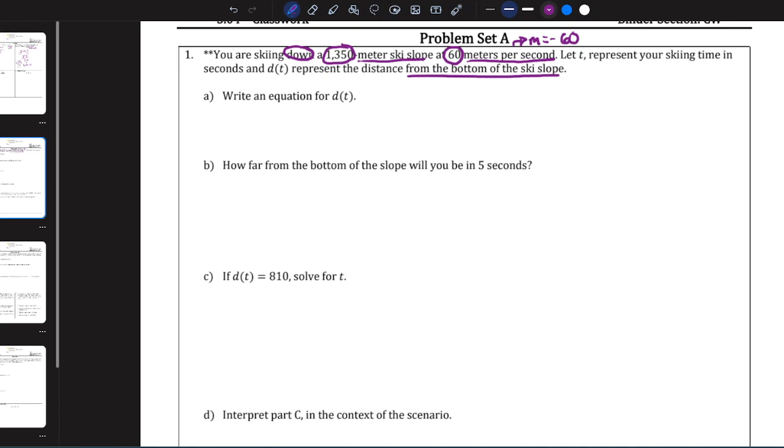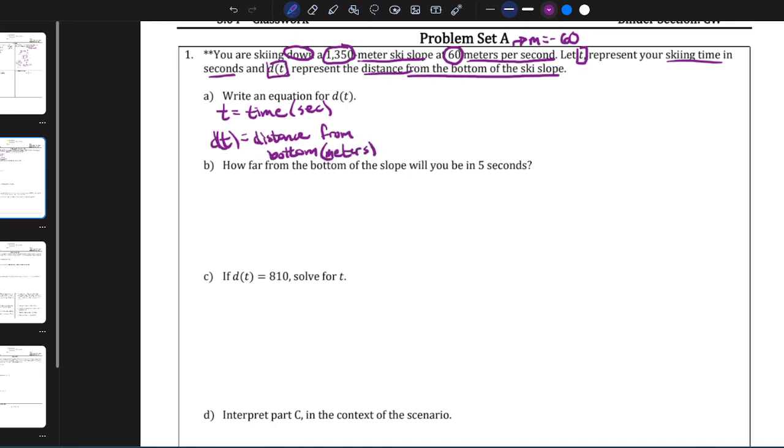And so let's go ahead and rewrite our variables just as we did in our notes. t is going to represent skiing time in seconds, and d of t is the distance specifically from the bottom. Now let's take a look. Well, right here they don't really mention it. Oh, but wait a second. I can see from the first line that we're using meters. And so this is going to be in meters.